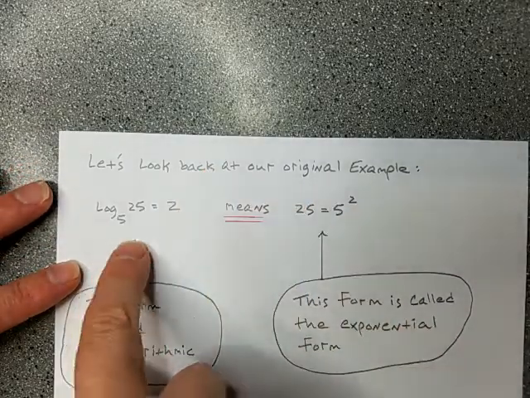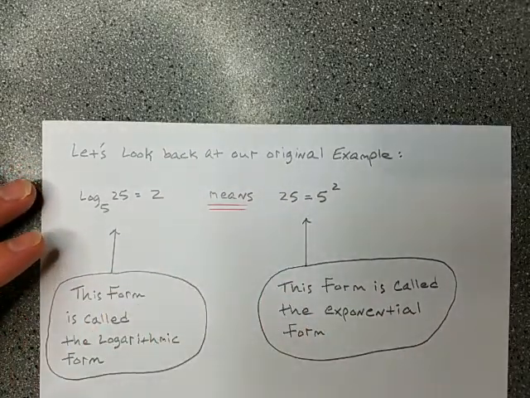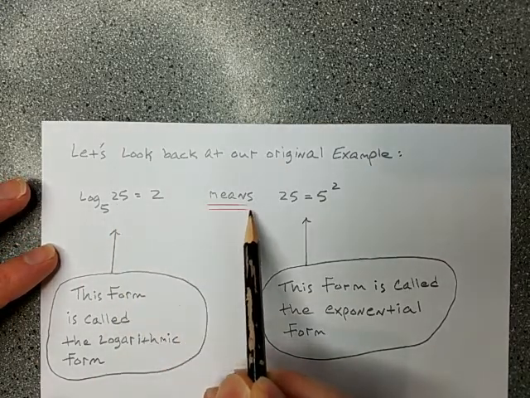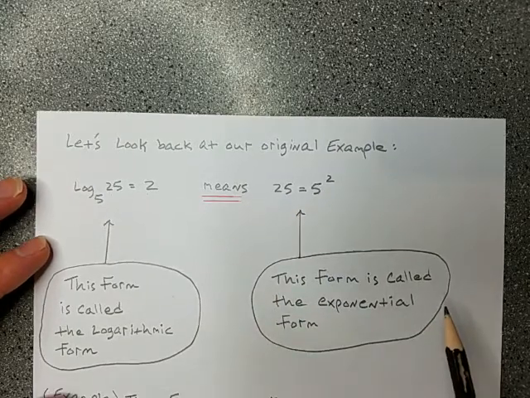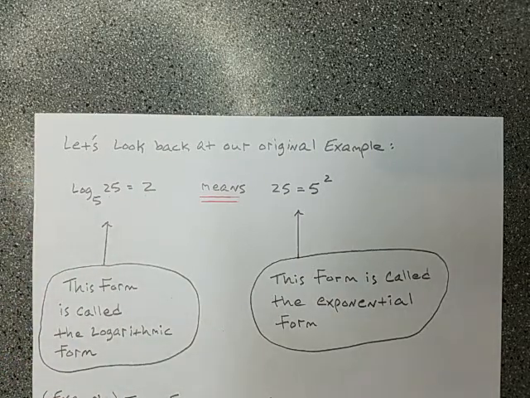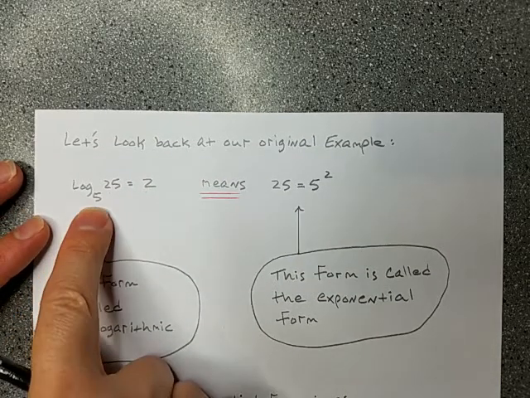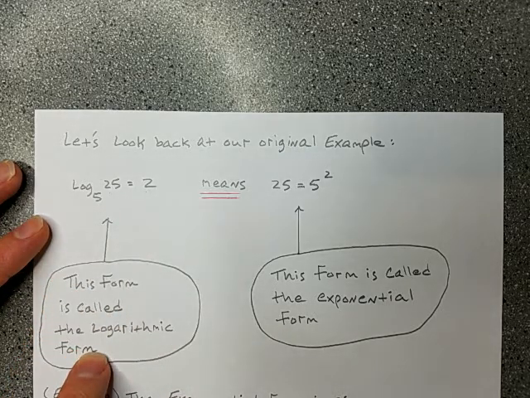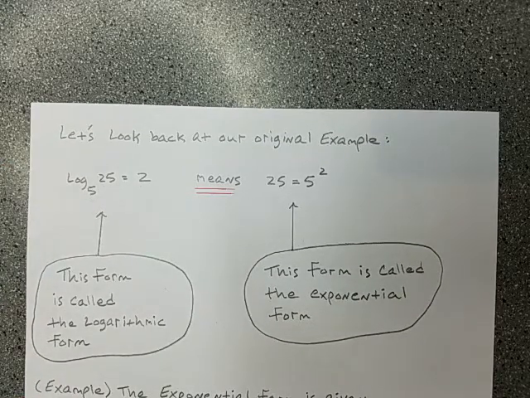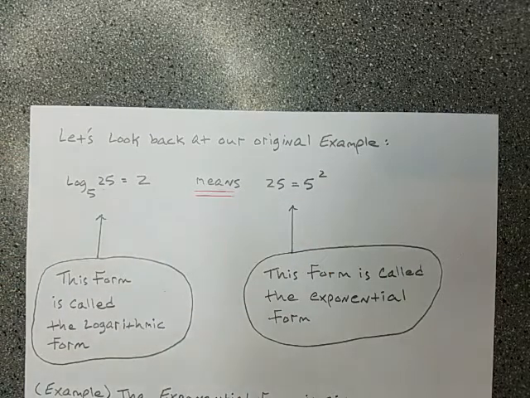So here's my original example that I wrote down that I said I would base the video on. Log base 5 of 25 equals 2 means the same thing as 25 is 5 squared. So these mean the same thing. They're not really any different from each other. It's just two ways of saying the same thing. This is called the logarithmic form of the statement, and this is called the exponential form of the statement. And if we're going to understand math and eventually, depending on your career path, science and engineering, we'll need to understand both forms and think between them and convert from one to the other.